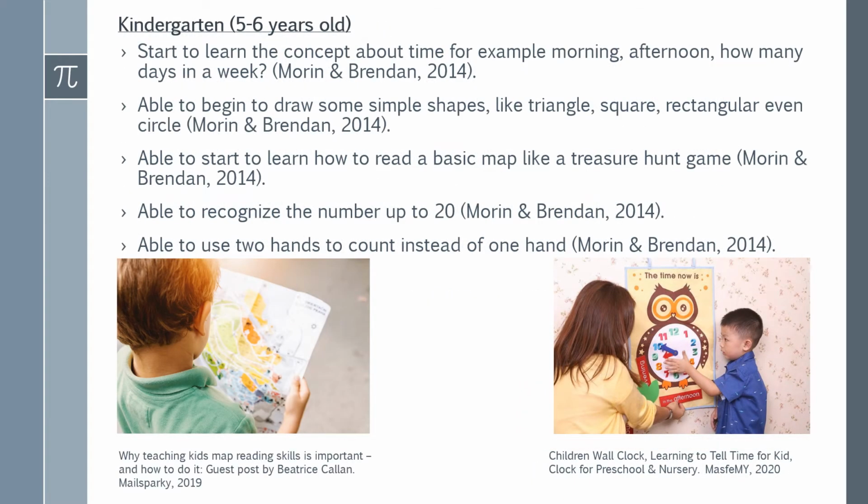When they are around 5 to 6 years old, they start to learn new things such as the concept of time. What time is it now? Is it in the morning or is it in the afternoon? How many days are in a week? Since they're already able to recognize and identify shapes, now is the time they start to draw some simple shapes such as triangle, square, rectangle, or circle.